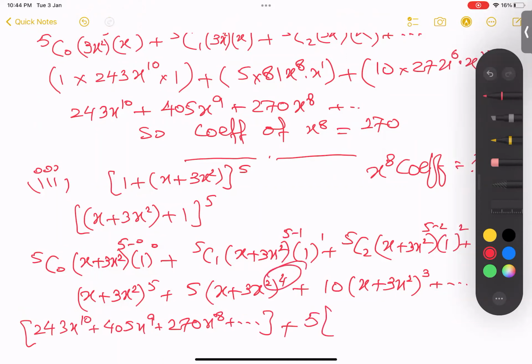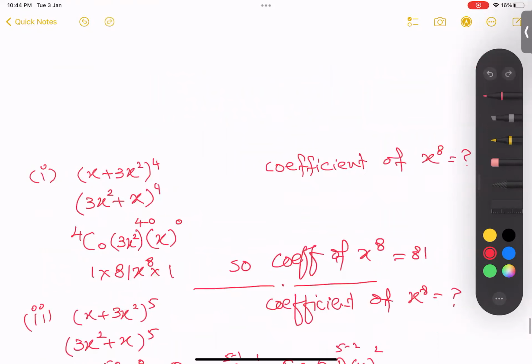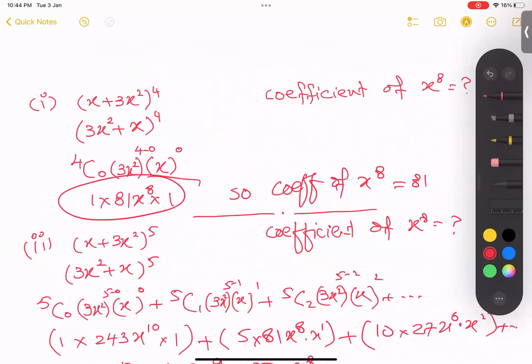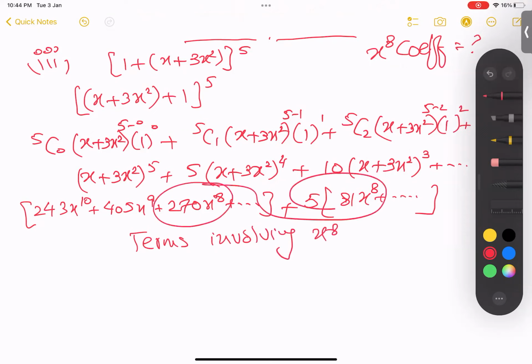Let's talk about the other one, 5 times 2, this expansion. And keep an eye, we have done the first part of the expansion here. In the first part, x power 8 comes one time only. So 81 x to power 8, and then it gradually reduces. So now how to get x to power 8? I'm writing here terms involving x to power 8. How many here? x to power 8 and here x to power 8.